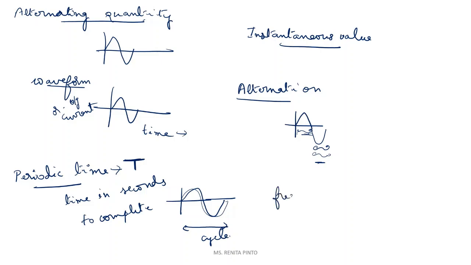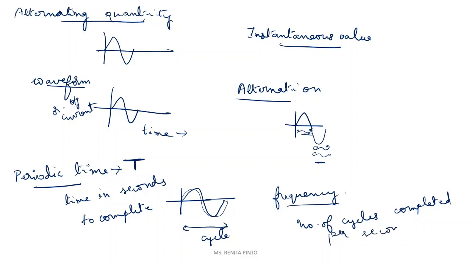Next is frequency. So frequency means number of cycles completed per second. So the relationship between the periodic time and the frequency is given by T is equal to 1 by f, where f is nothing but the frequency, which is denoted by the small letter f.